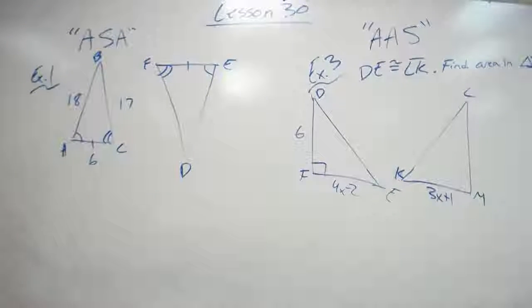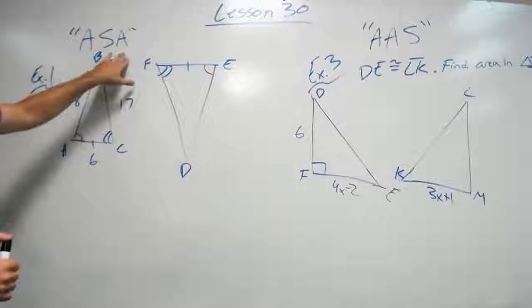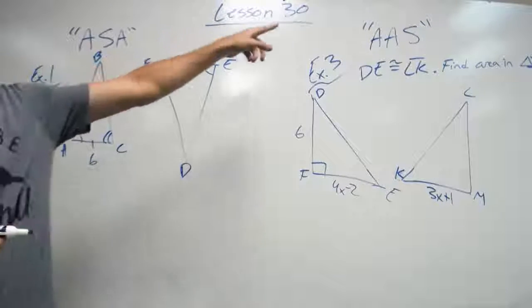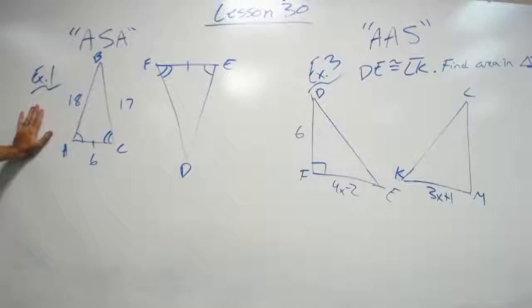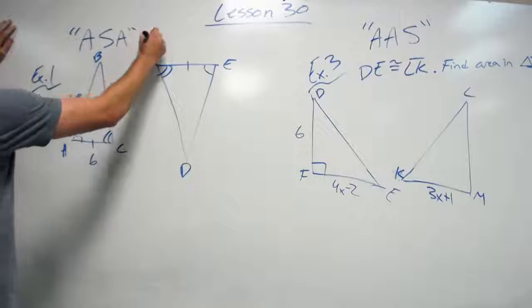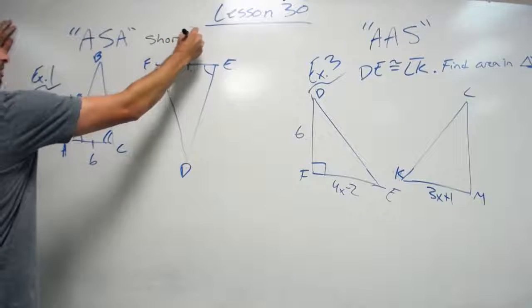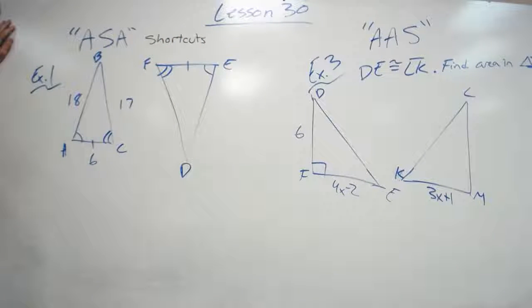In lesson 30, we're going to look at two more triangle congruence theorems: angle side angle, also known as ASA, and angle angle side, AAS. In example 1, these are exactly how they sound, just like side side side and side angle side. These triangle congruence theorems are shortcuts to show that triangles are congruent.